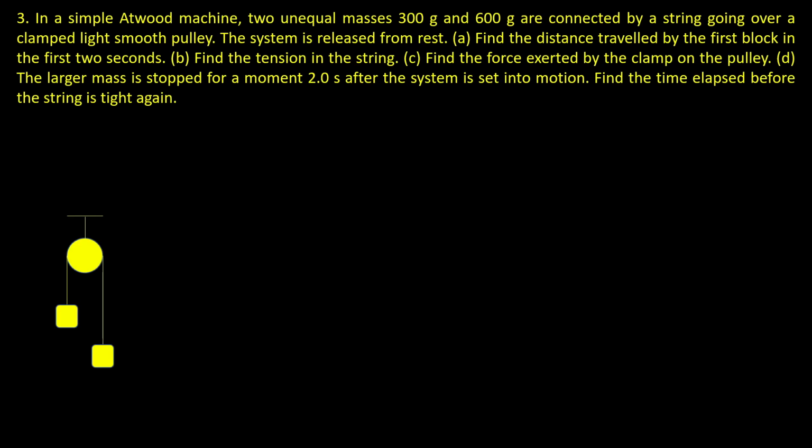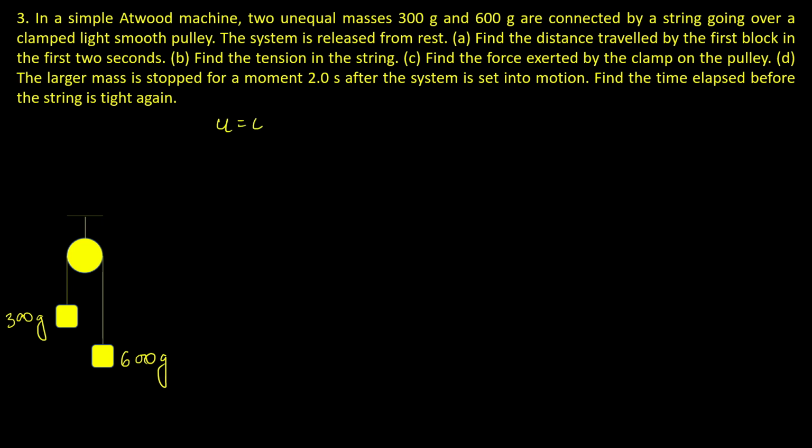Okay, this is actually 4 questions, A, B, C and D. So the question is in a simple Atwood machine. This kind of system is called an Atwood machine, having a pulley and these masses and these massless strings and a massless, frictionless pulley. So 2 unequal masses, 300 gram and 600 gram. Obviously just by seeing the question you can guess which one will be 600 grams and which one will be 300 grams. This one will be 600 grams, heavier, and this one will be 300 grams, lighter. They are connected by a string going over a clamped light smooth pulley. The system is released from rest.